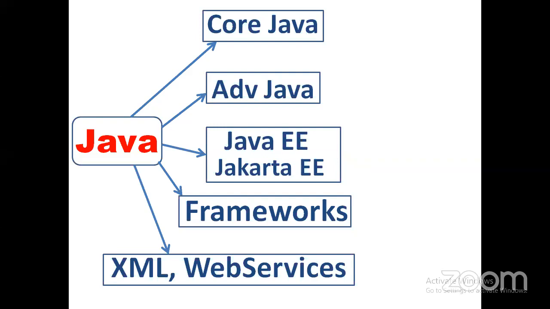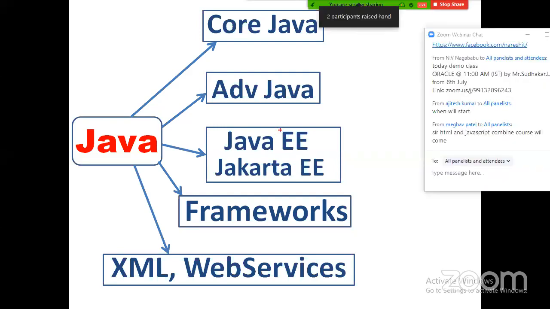And next, luckily Java EE, no need to learn. Java EE, Jakarta EE is outdated in the market, so you no need to learn it. In place of Java EE, Jakarta EE, what are you learning? Frameworks. You are learning frameworks. So how many courses do you have to learn as part of Java? Only 4. Number 1 Core Java, number 2 Advanced Java, number 3 frameworks, and number 4 XML web services. These are the 4 courses you have to learn. Okay, right.